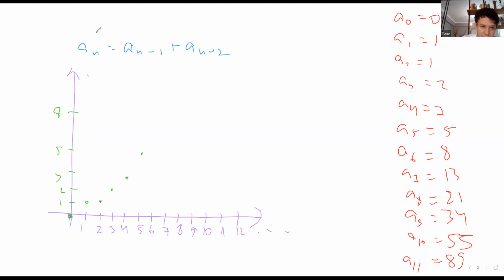So A6 is going to be equal to 8. And then what about A7? A7 is going to be equal to 13, right? So if I keep going here, A7 is going to be equal to 13. So this is the next one. And what about A8? If I look at A8, it's going to be equal to 21.